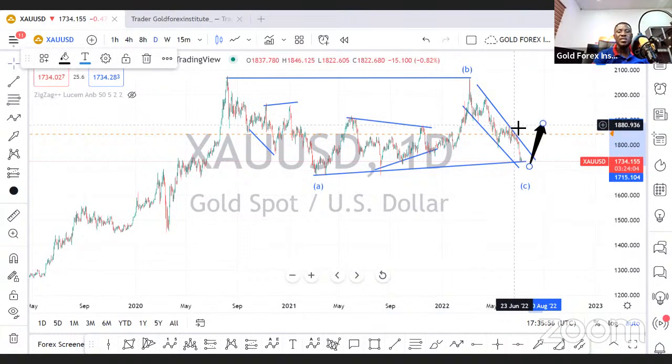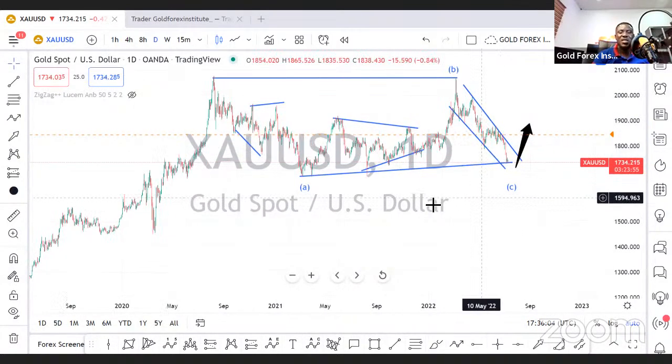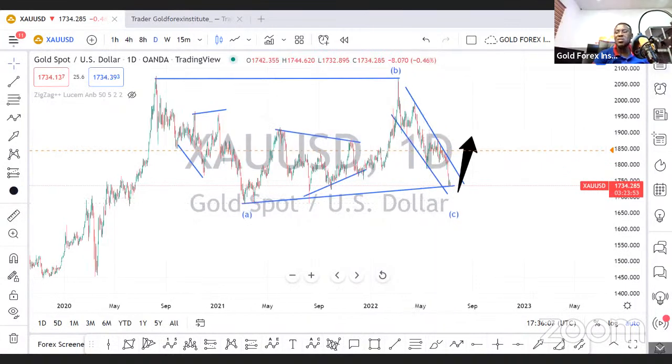At least to the next level here, form a W, then maybe a buy up. So let's see what happens. Now, let's look for another pair.